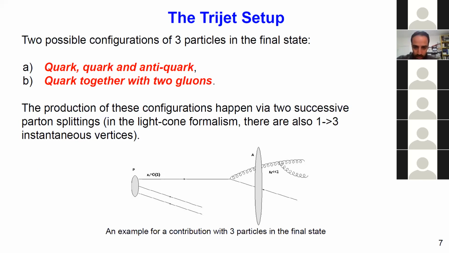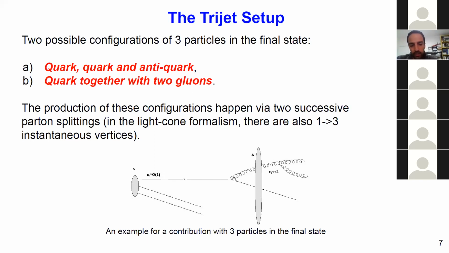So let us see what is included in the trijet setup. A typical contribution is shown at the bottom of the slide. Again, we have a proton colliding with some nucleus, and one of the constituent quarks of the incoming proton is assumed to have most of the energy and to evolve with time.